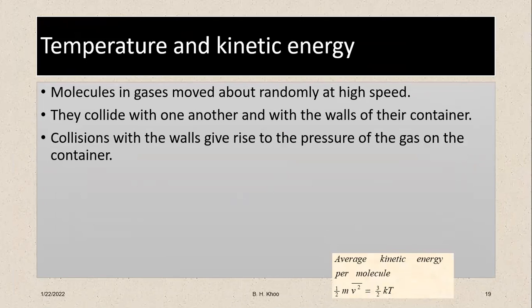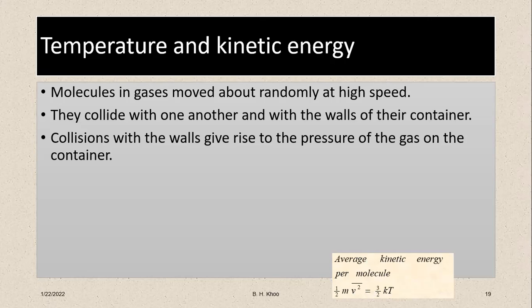Collisions give rise to the pressure of the gas. The 1/2 mv square equals 3/2 kT, which we have derived earlier. So v square is 3kT over m. We use a different symbol, C, instead of v, that's all. You just substitute the C.